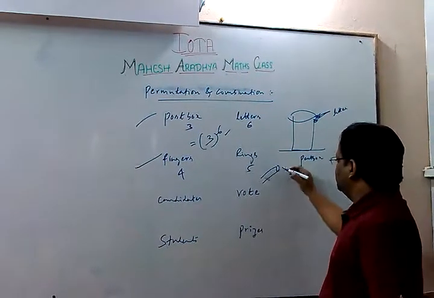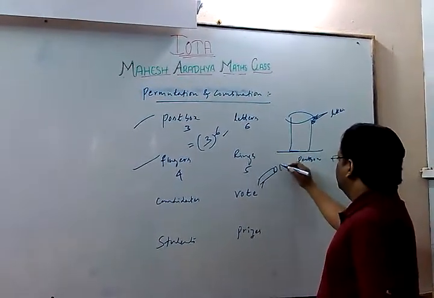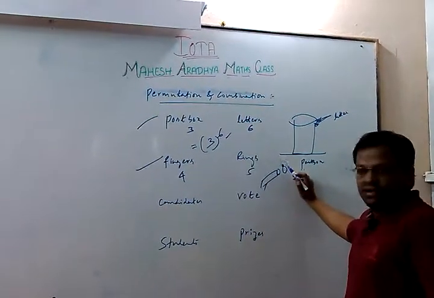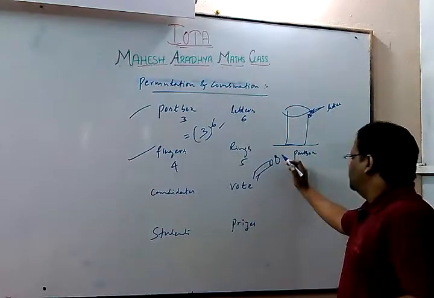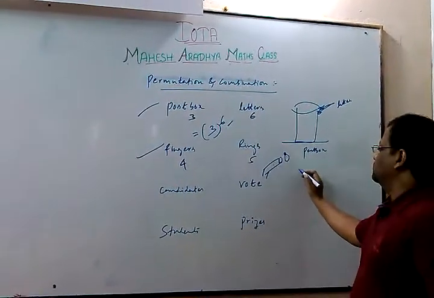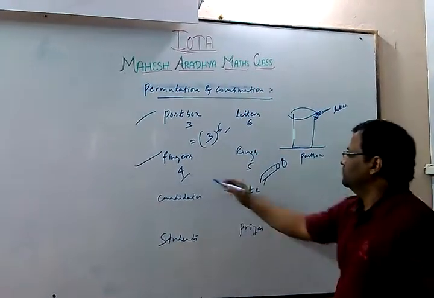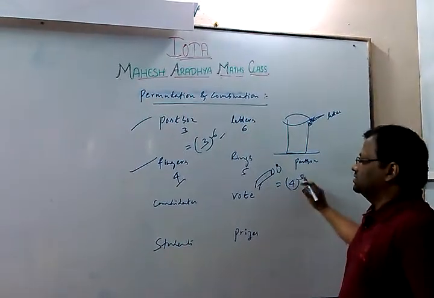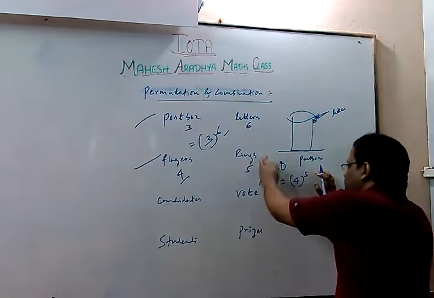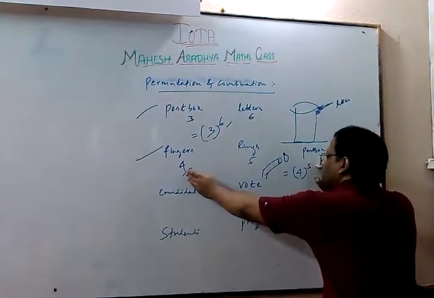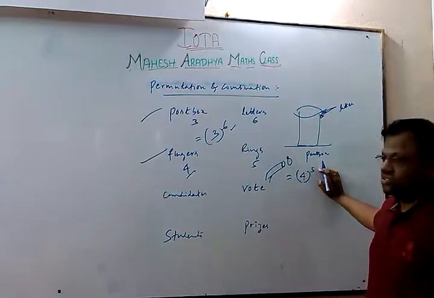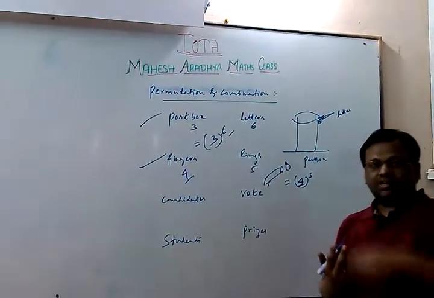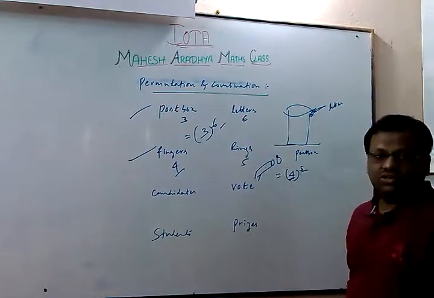Imagine this is the finger and this is the ring. The finger is at the bottom, and the ring comes from the top. So obviously you know the answer now. How many fingers are we taking? 4 fingers. How many rings are there? 5. So in how many ways can 5 rings be put on 4 fingers? 4 to the power of 5. That's it. The base is the finger, because you are putting the ring from the top.